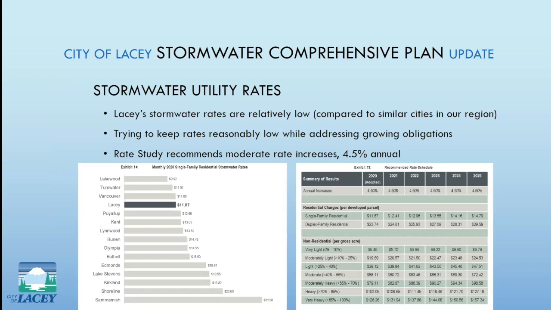Our stormwater utility rates in Lacey here, the bar graph on the left is showing that we've traditionally had relatively low rates compared to other similar cities in the Puget Sound region that are subject to the phase 2 municipal stormwater permit as we are. So we're trying to keep those costs down, but it's hard. If the expenses keep going up, our obligations keep increasing.